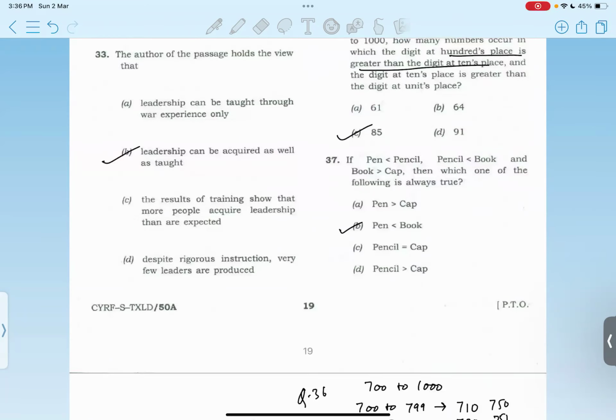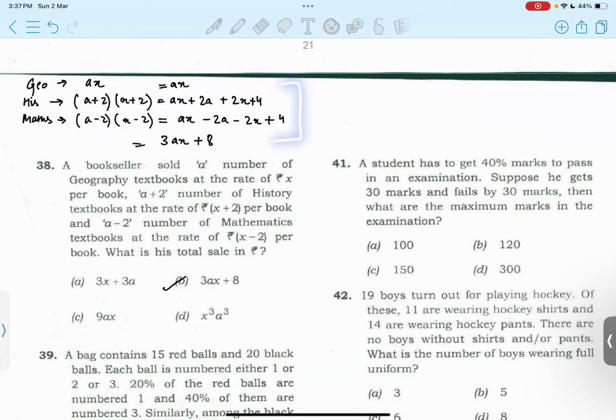So once you get these equations, we get three equations in the end. Total sale is asked, so you add these three equations together. Now you will see minus 2a and 2a cancel, 2x and this also cancel. Now 3ax, we are left with this, and 4 plus 4 is 8. So it should be option B.